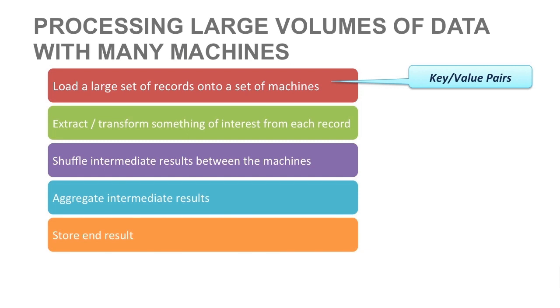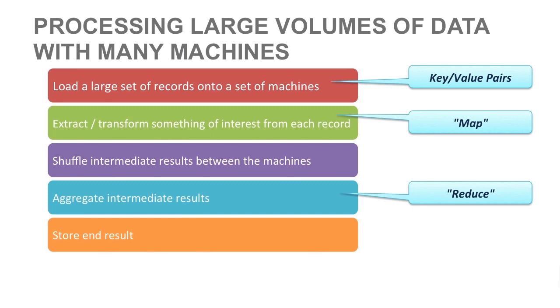In the technology of Hadoop, this first step, in which we are extracting or transforming something of interest, is called the map step. The shuffle in Hadoop is supported by the framework, and we don't need to program it explicitly. And then when we are aggregating these intermediate results, this step is called reduce. So having the data with keys and values, and having the map function and reduce function that we execute on many machines, this idea represents the foundation of Hadoop.